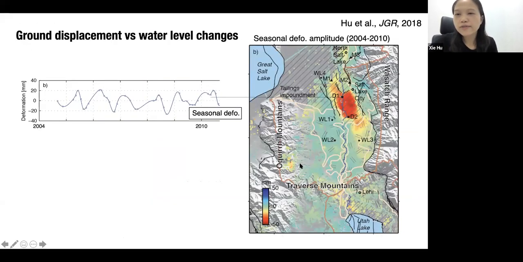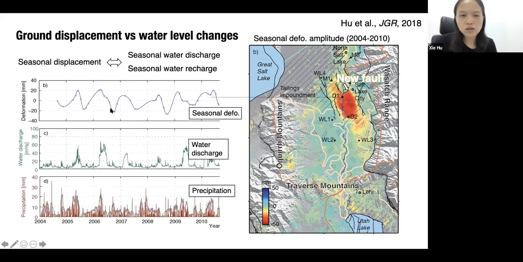First, about the aquifer, from the earlier analysis of the Sentinel-1 satellite data, we note this area of interest has a strong seasonal deformation and the amplitude can reach about 40 to 50 millimeters. This part is well contained in the water discharge part of the aquifer and bounded by the faults. From the discontinuity in the displacement field, we can identify new fault segments. Here, the seasonal displacement can be correlated with the waveform from the water discharge and water recharge.